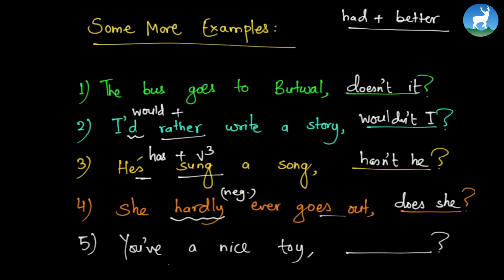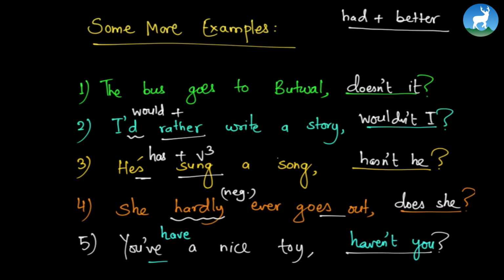You've a nice toy. Now the structure is, you've means you have. So have a nice toy. So have is acting as a main verb, right? Possessive main verb. So what is the answer? Haven't you? With this we have come to the end of today's class.